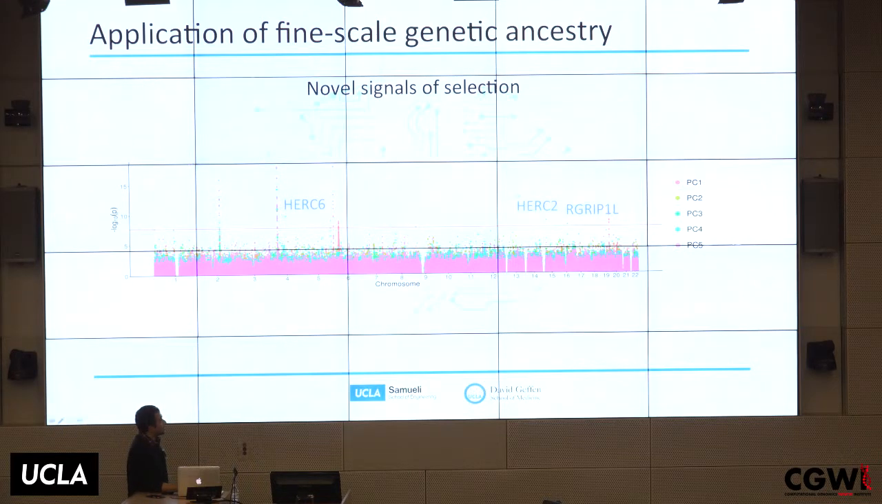One of them that's particularly interesting is this gene HERC2, which is known to be one of the genes that is associated with blue eye color. And then we have another gene, which is this one, which has a non-synonymous mutation that is associated with some kind of ciliopathies.